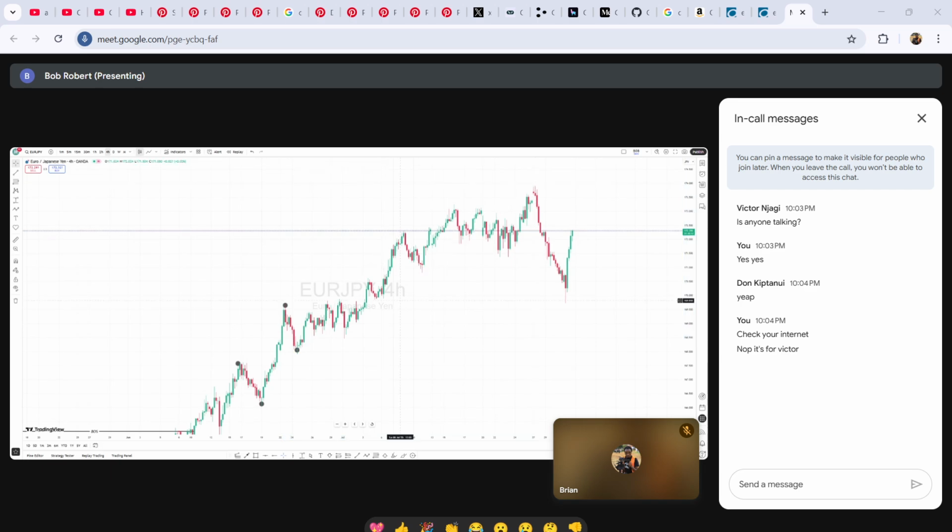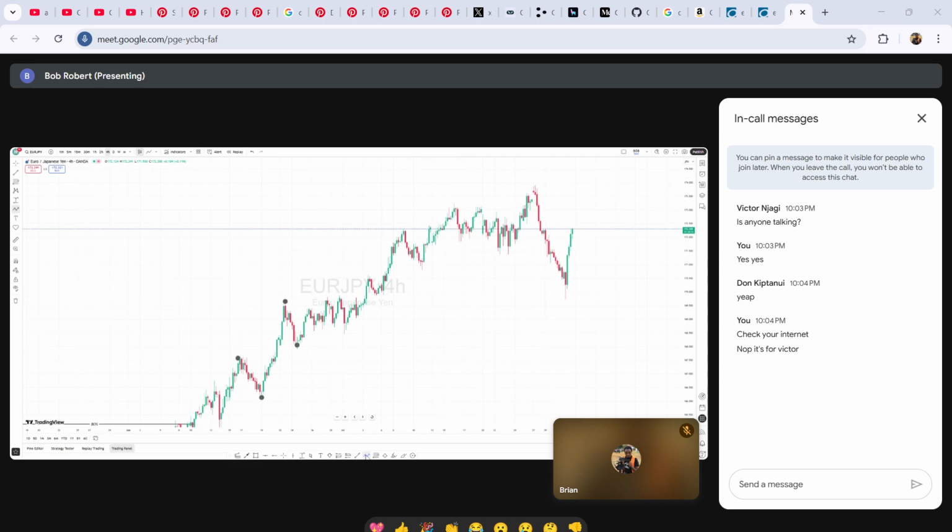They are all correct. If you take this like this, like that, and then like that, meaning we have what we call a change of character here. They are all correct. So you can either pick this one, pick this here, because this is where we have the final break of structure here. At this level, let me delete this. You see it has respected this level here. It is like this. So this is the most recent higher low. It has respected the most recent higher low.